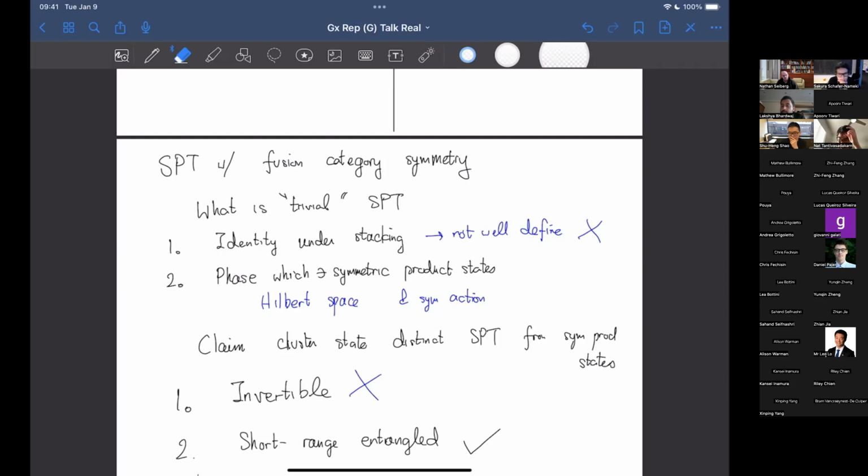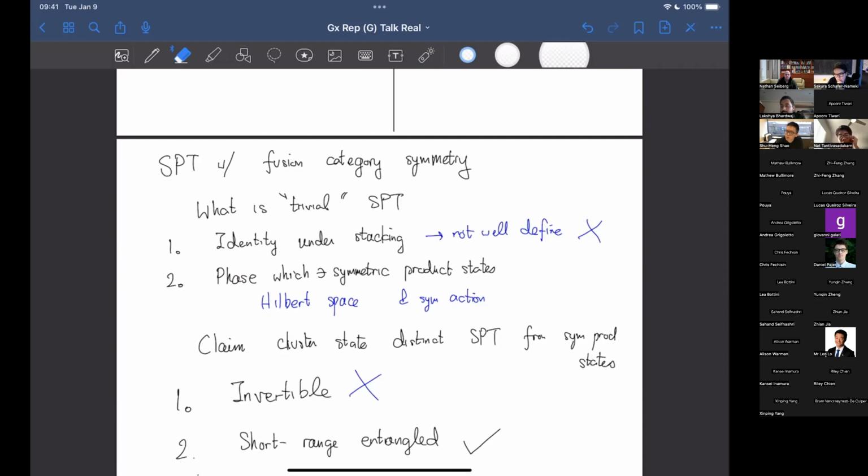So if you realize the symmetry as a representation of a Hopf algebra, then there is a notion of a trivial one, which is just the dimension of the representation. But then, of course, it depends on which Hopf algebra you choose. So there are various notions of triviality depending on that.